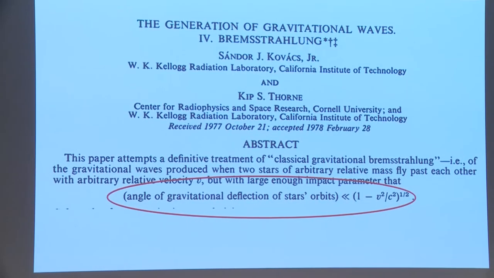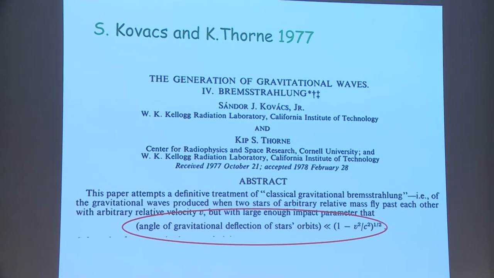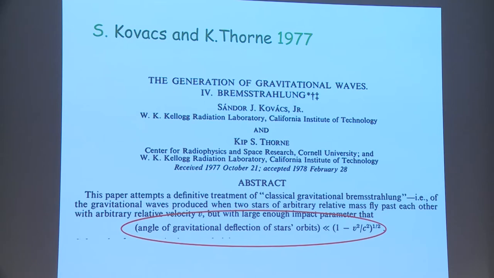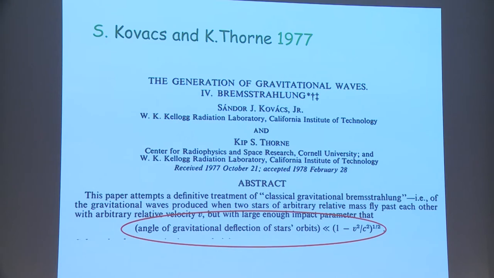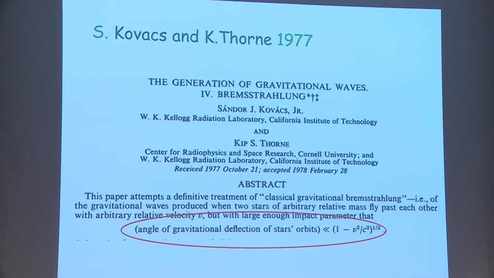On the other hand, Kip Thorne and Kovacs, at about the same time, had a nice paper saying that this gives a definitive treatment of classical gravitational bremsstrahlung produced by two stars of arbitrary mass flying past each other, so not merging, but just flying past each other. But you see, only if the angle of gravitational deflection is much smaller than gamma to the minus 1. So this is precisely what we are not interested in. So unfortunately, this very nice paper doesn't help.